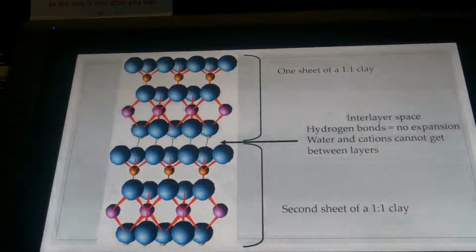Now, some water may make it in between these two 1-to-1 layers, and there might be some movement, but not a whole lot. Not enough to cause your foundation to crack. Not enough to mess your road up.